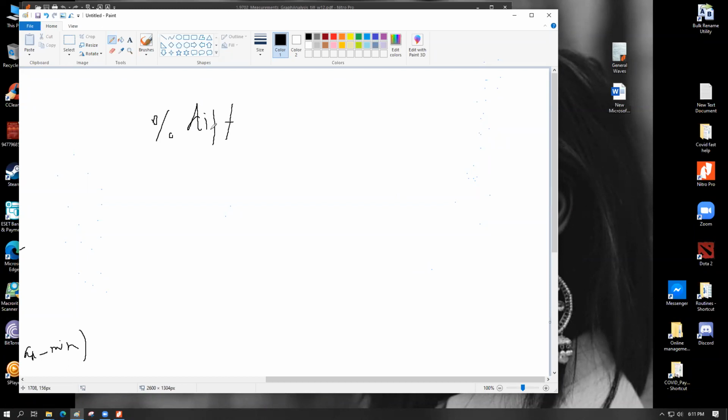Percentage difference equals the modulus of nu minus true, divided by true, into 100%. You can see that I have given a modulus on the top. Do you see that? Yes, sir. Nu minus true, with the modulus on this.